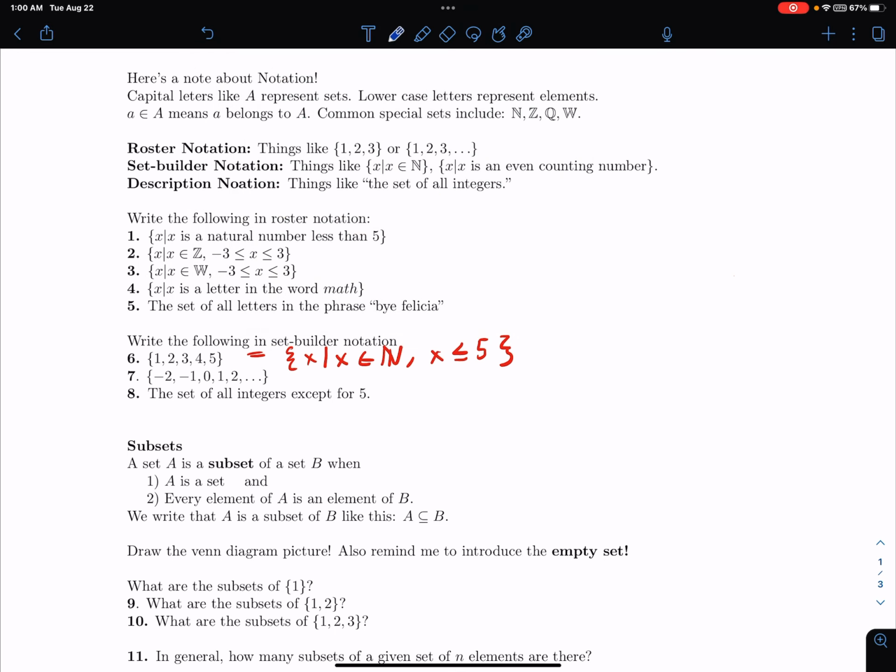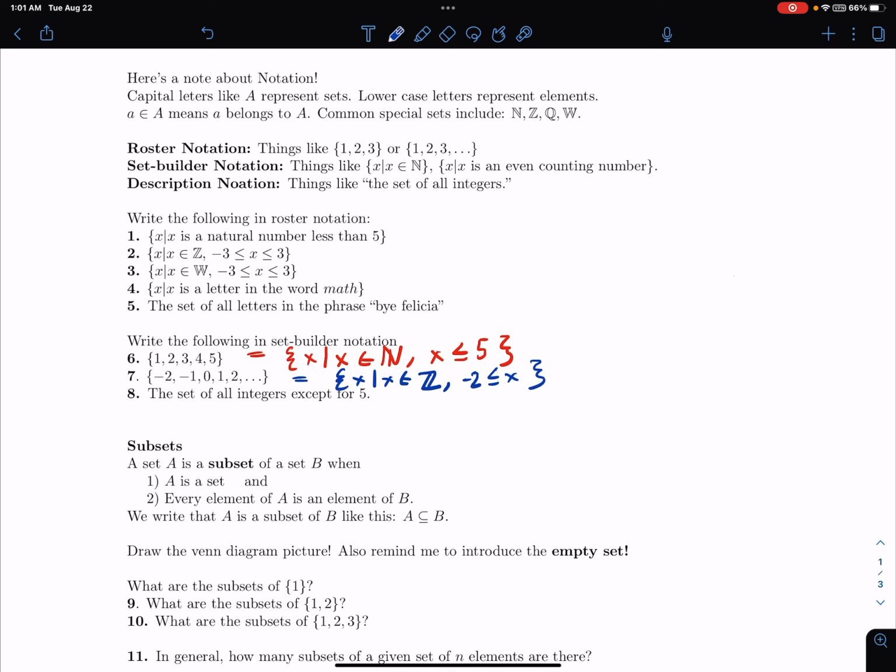I like this color blue. Okay, so number 7: -2, -1, 0, 1, 2, and onwards forever after that. So this is kind of similar to something we saw earlier. This would be all x such that x, this time you want negatives, so I'm going to say integers, and I want my x to be bigger than or equal to -2. I don't want it to go below -2. And other than that, it can go on forever. So that's really the only bound I need.